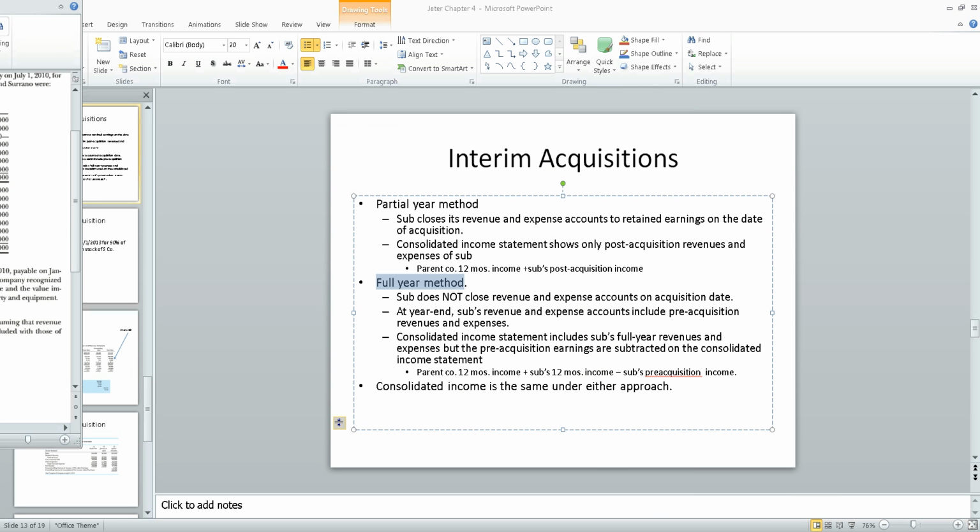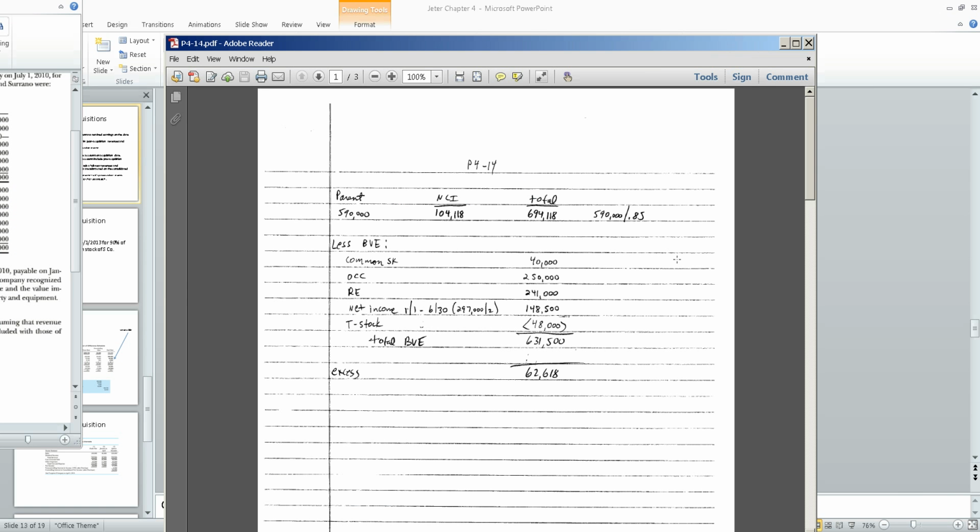So the starting point, of course, is to prepare our usual schedule that we prepare at the time of an acquisition in order to compare the imputed value of the equity to the book value of equity, so we'll know what excess we have to assign to various accounts.